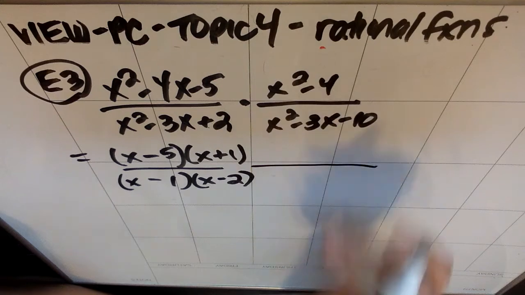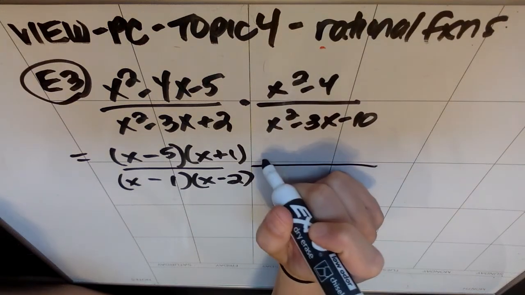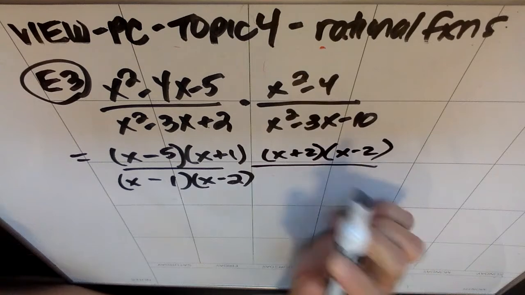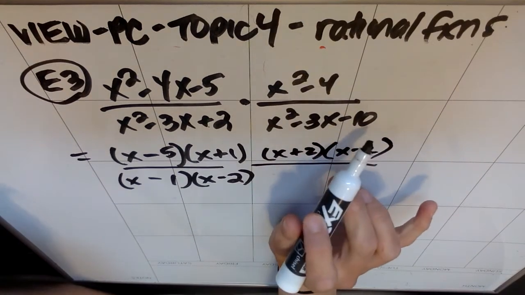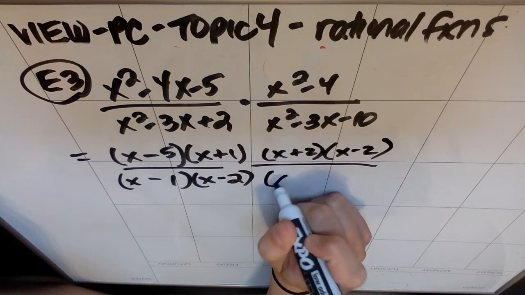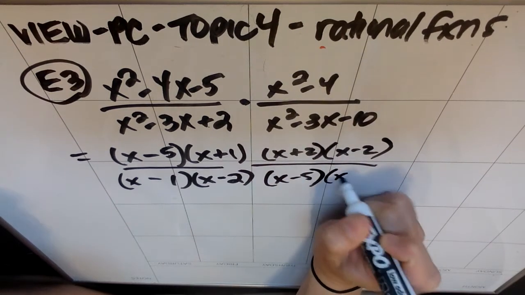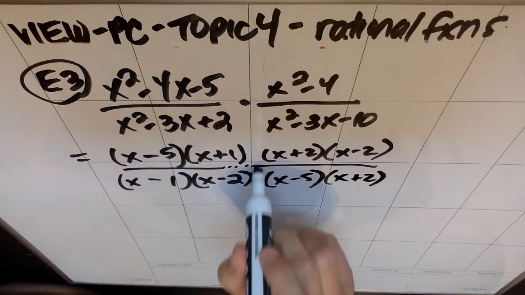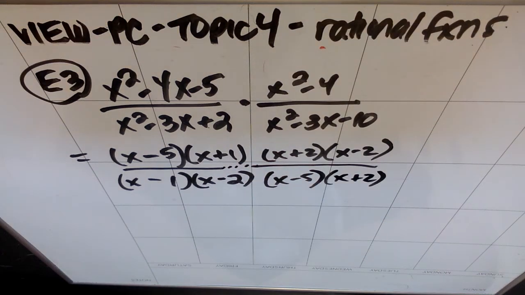When I go ahead and do top right, that's a difference of squares. x squared minus 4 is an x plus 2, x minus 2. And the bottom is going to be two numbers that multiply to 10, and because of that minus, they're going to have to add to a negative 3. I'm pretty sure that that's an x minus 5 and an x plus 2, and you can double check by FOILing.